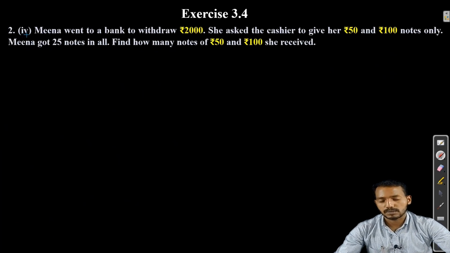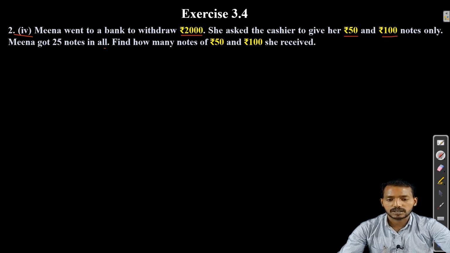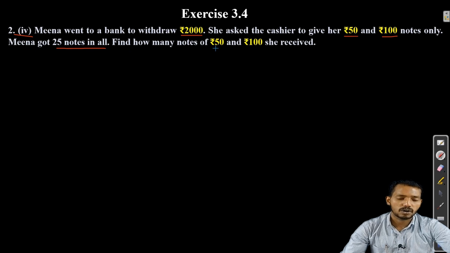The next question is question number 2, option number 4. Meena went to a bank to withdraw 2000 rupees. She asked the cashier to give her 50 rupee and 100 rupee notes only. Meena got 25 notes in all. Find how many notes of 50 and 100 she received.